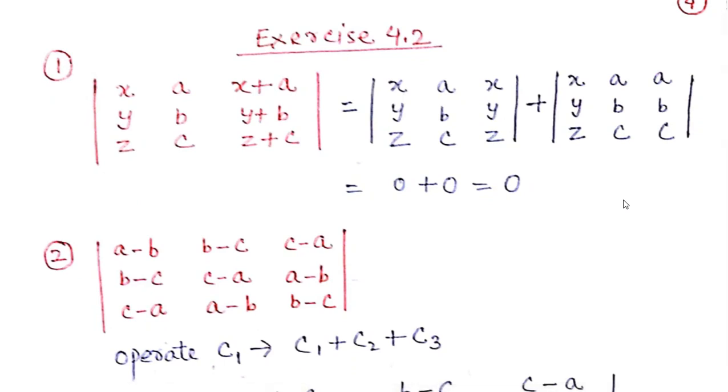Now Exercise 4.2, let us discuss some of the questions of Exercise 4.2 in this video. The determinant has rows x, y, z; a, b, c; x plus a, y plus b and z plus c. Split according to one of the properties: x, y, z; a, b, c; x, y, z in the first determinant, and x, y, z; a, b, c; a, b, c in the second, separated by a positive sign. Now the first determinant is 0 and the second determinant is also 0, because in the first determinant columns 1 and 3 are identical, and in the second determinant columns 2 and 3 are identical. That's why the answer is 0.